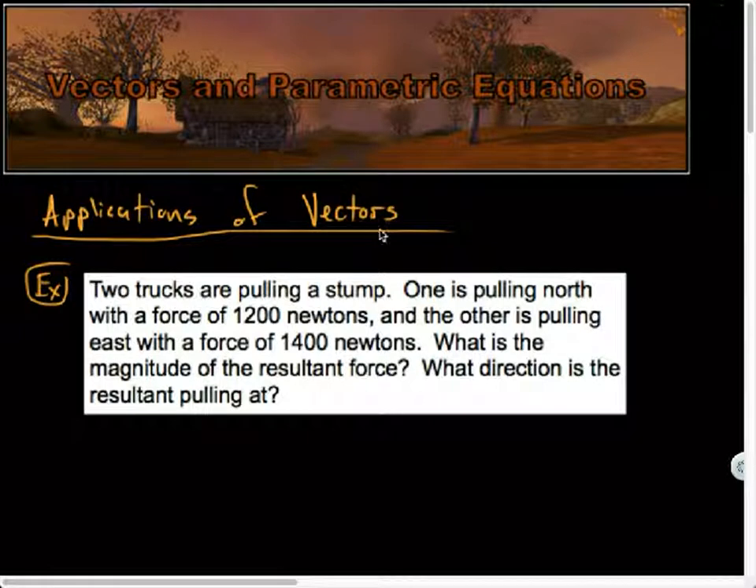But internet friends, once you're able to sit back in your chair, we're going to talk about applications of vectors. We're going to put them to work, as I said. And here's our first little example. It says, two trucks are pulling a stump.